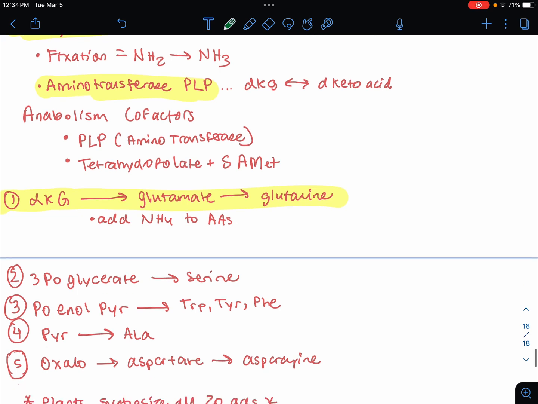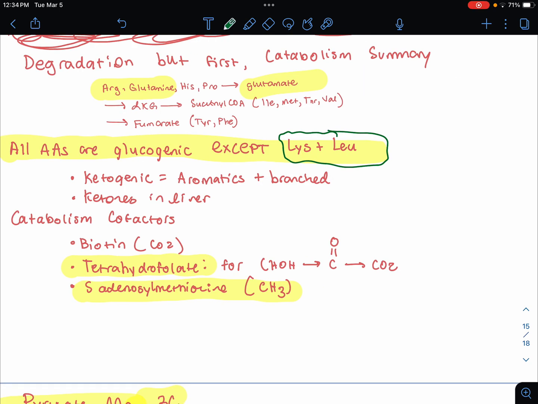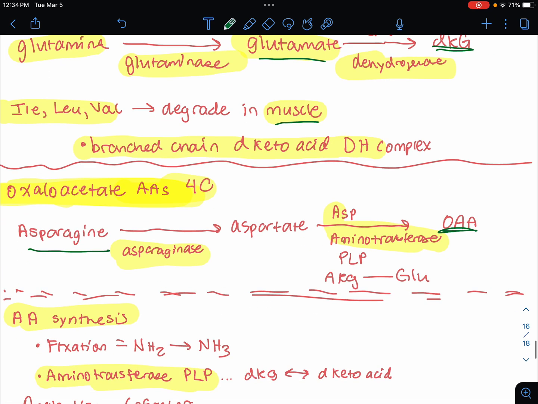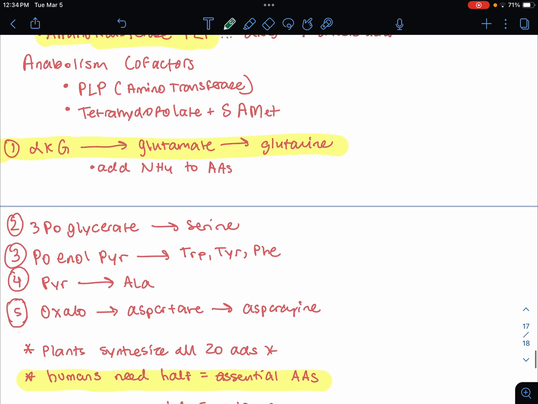All right, cofactors for anabolism this time. We have PLP for the aminotransferase, and then we also have the same ones from catabolism. We have tetrahydrofolate for those oxidized intermediates containing carbon, and then we also have S-adenosylmethionine, which carries the CH3. And let me find where, okay, there we go.